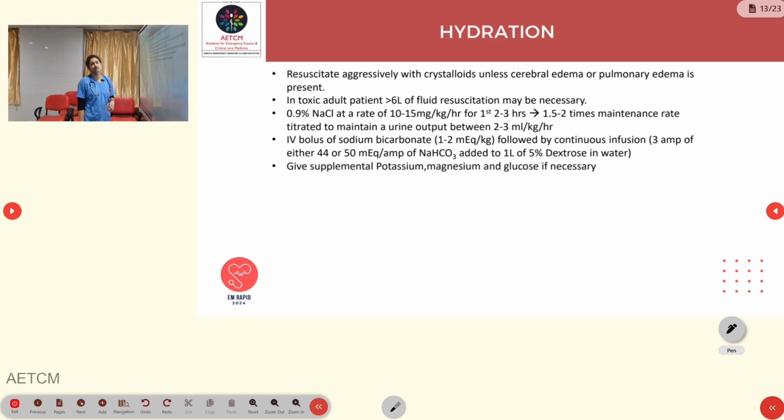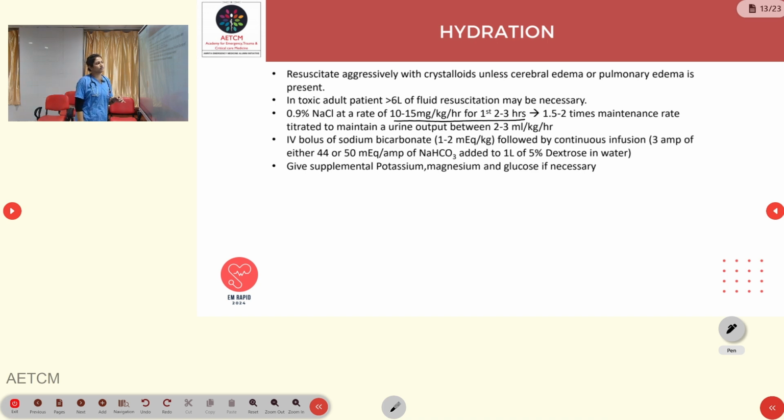Then hydration: resuscitate aggressively with crystalloids unless there is any contraindication like cerebral edema or pulmonary edema. In a toxic adult patient, more than 6 liters of fluid resuscitation should be required. So, we have to give normal saline at a rate of 10 to 15 milliliters per kilogram per hour for the first 2 to 3 hours and then maintain a urine output between 2 to 3 milliliters per kilogram per hour. So, the fluid resuscitation should be based on that.